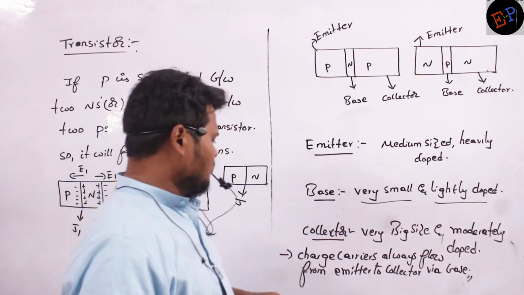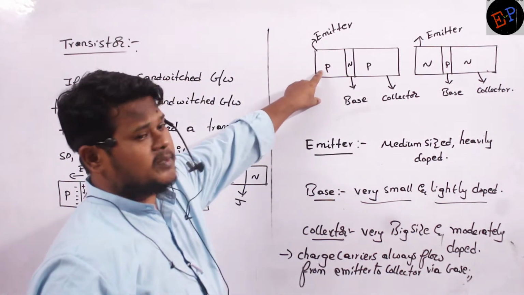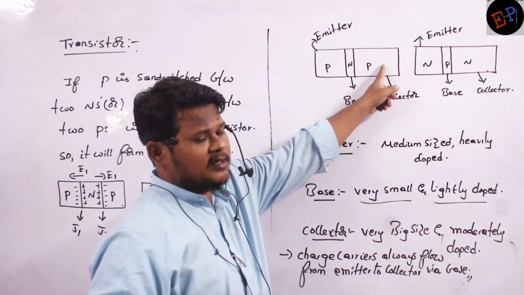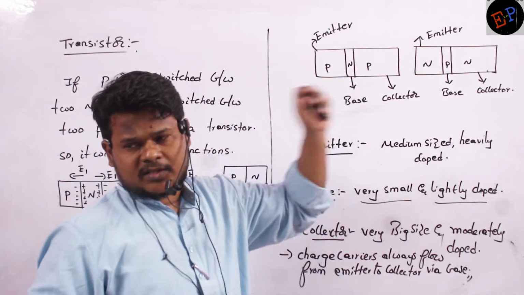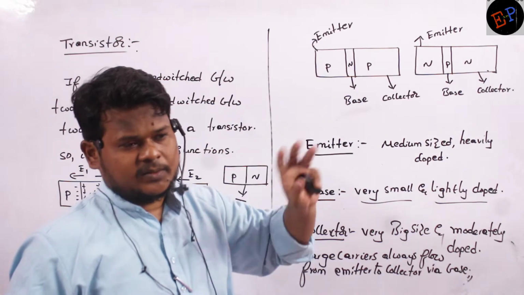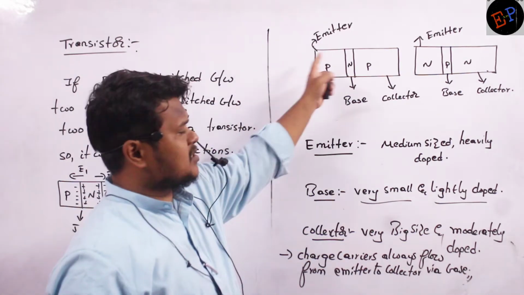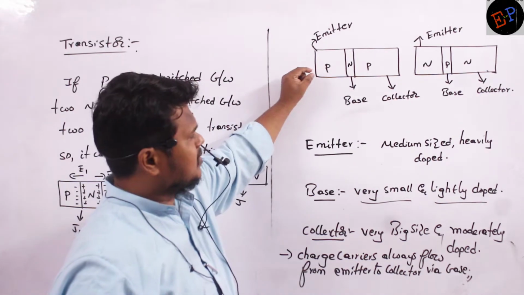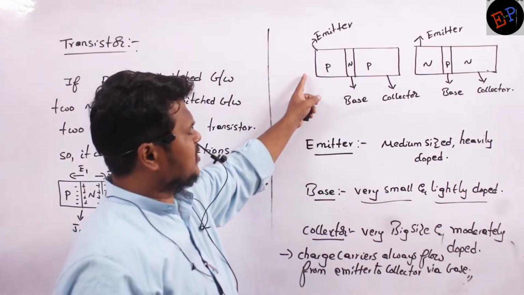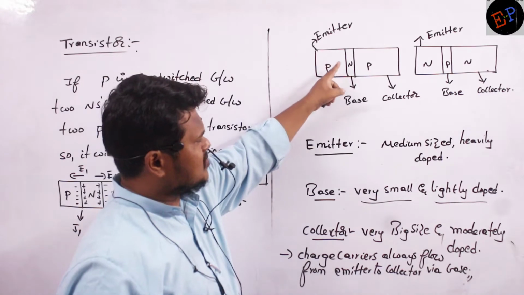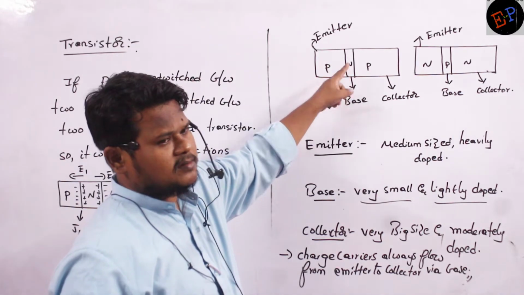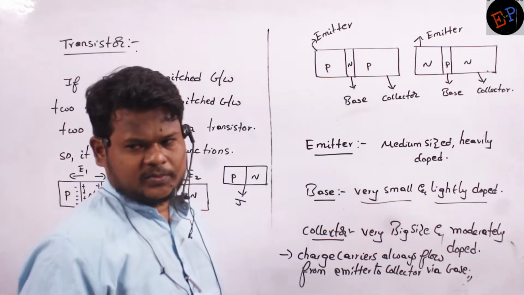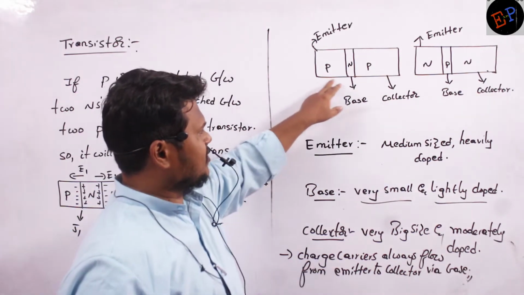So why is this one called emitter? Because it always gives the charge carriers. And why is this one called collector? It always receives the charge carriers given by the emitter. The charge carriers given by the emitter, only very few, for example 5% of the charge carriers, combine with the charge carriers in the N type, and the remaining 95% travel to the collector. So that is why it is called emitter, base and collector.